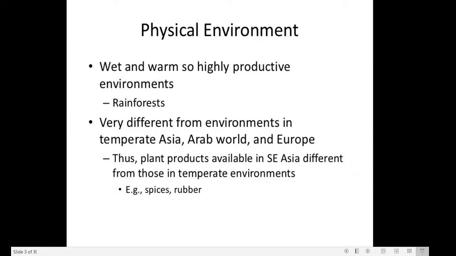This is the common example and the common introduction. It's a specific interaction. Wet and warm, so it's a highly protective environment. Rainforest is a physical environment, and it is very different from the environments in the temperate regions. Asia has different temperatures, and the Arab world and Europe too.